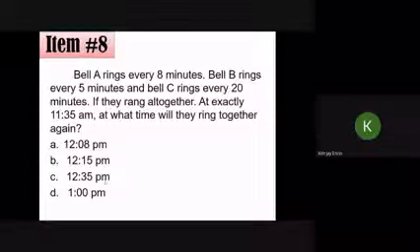Now, bell A rings every 8 minutes, so that's 8, 16, 24, and so on. Bell B every 5 minutes, that's 5, 10, 15, 20, and so on. And bell C every 20 minutes, so that's 20, 40, 60, and so on. You notice that for all of A, B, and C, I skip counted, or did the multiples. Therefore, for the first time that they will ring together, you need to get their LCM.